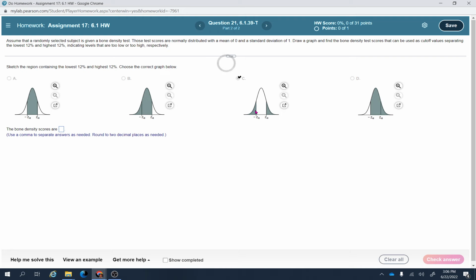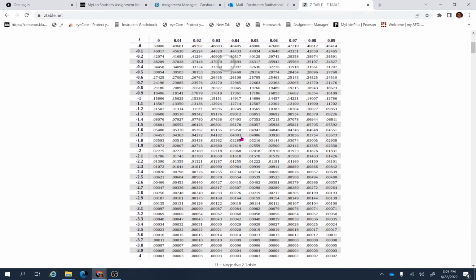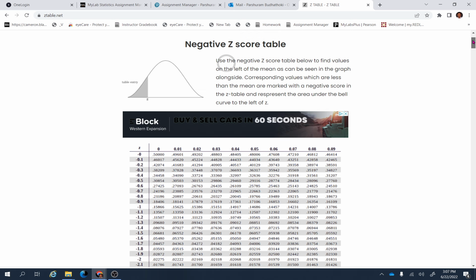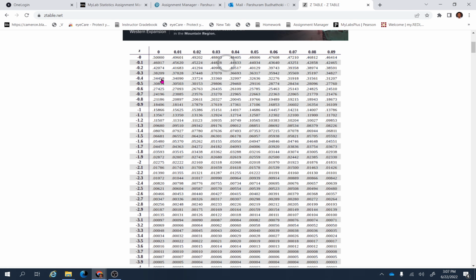Since we are looking for 12% to the left and 12% to the right, area under the curve 12%. So they are asking us what is the z-score for this 12% to the left, which is negative, and then 12% to the right. Okay, so if you just use the z-score table, these are the areas under the curve and these are the corresponding z-scores. Because it's 12% to the left, you need to find where you have 12%. 12% means 0.12 in this table. As you can see, this is 0.13. We are looking for 0.12.